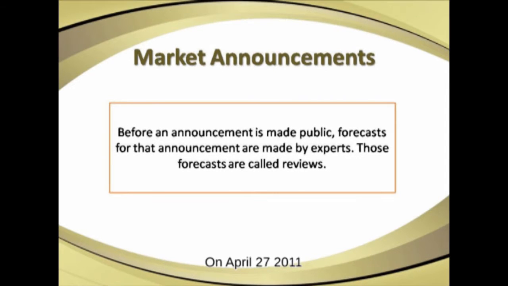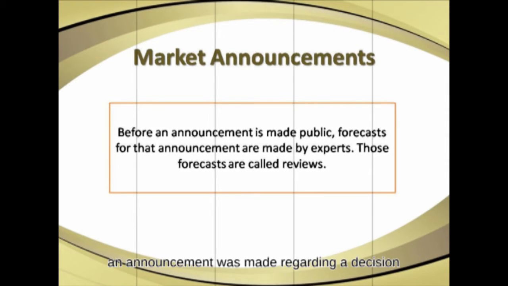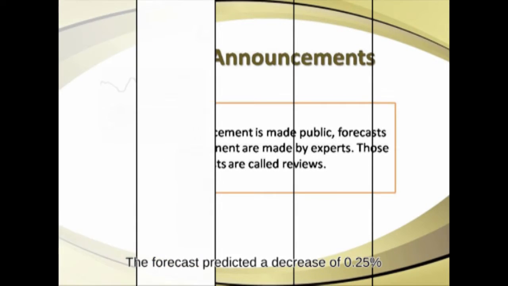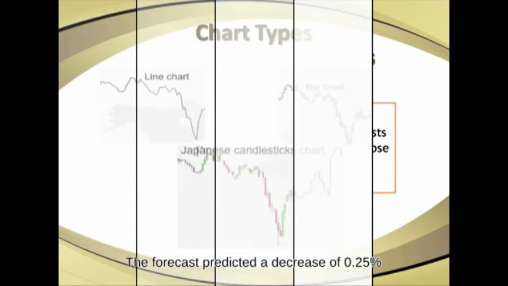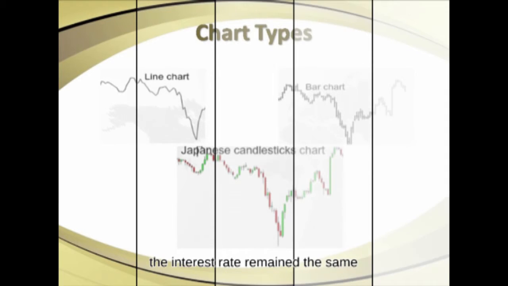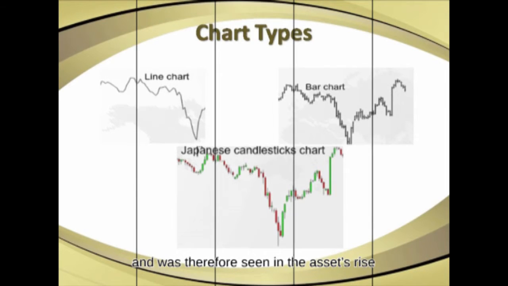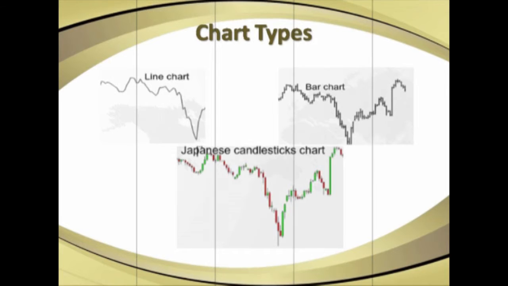On April 27, 2011, an announcement was made regarding a decision taken for the interest rate in the USA. The forecast predicted a decrease of 0.25%, but in reality, the interest rate remained the same. This resulted in support for the USD level, and was therefore seen in the assets rising in value on the chart.